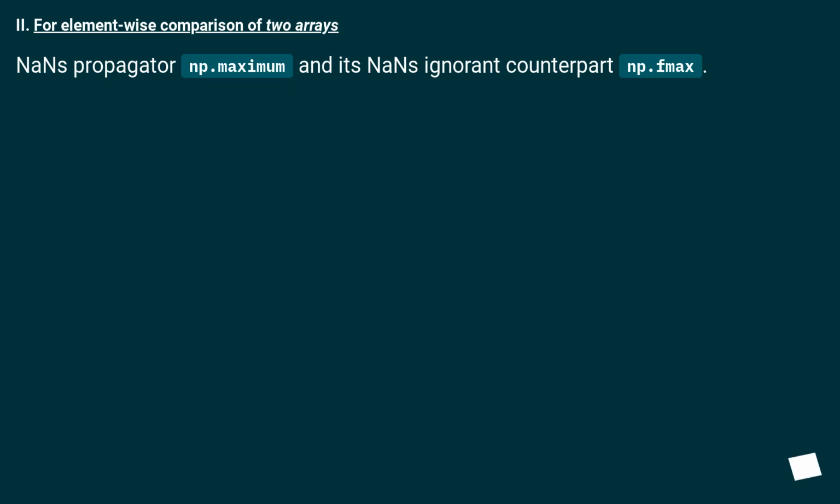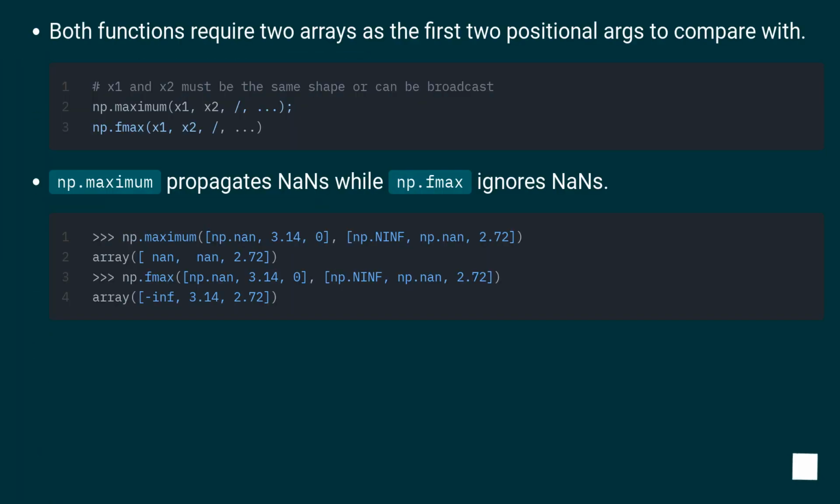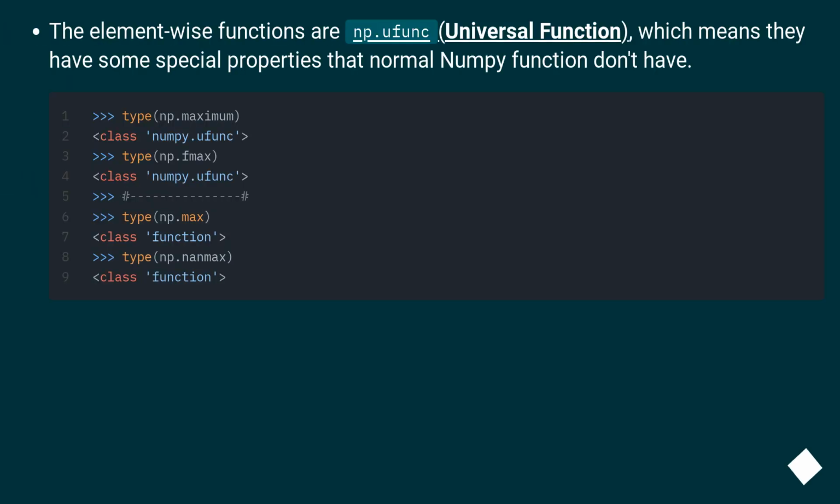For element-wise comparison of two arrays, NaNs propagator np.maximum and its NaN-ignorant counterpart np.fmax. Both functions require two arrays as the first two positional args to compare with. np.maximum propagates NaNs while np.fmax ignores NaNs. The element-wise functions are np.ufunc universal functions, which means they have some special properties that normal NumPy functions don't have.